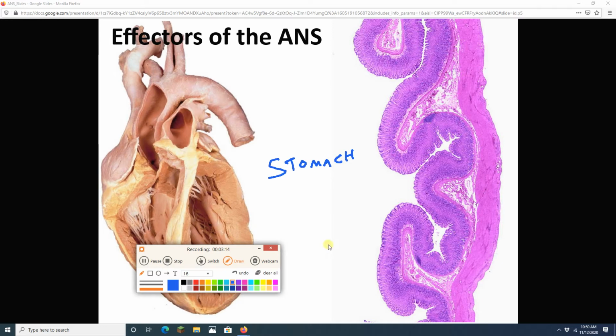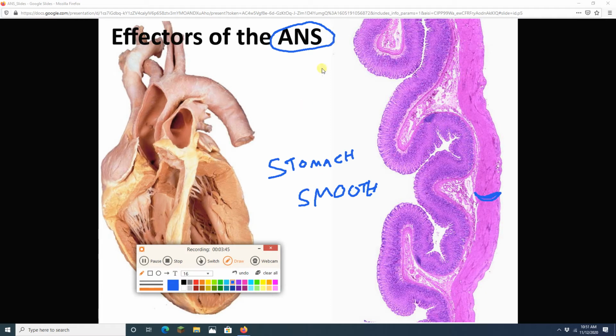So we're looking at a slide of the stomach here, and this is the stomach wall. Now, inside the stomach wall, there is going to be a layer of muscle. We see that layer of muscle right here. That layer of muscle in the stomach wall is smooth muscle. So you don't control smooth muscle. It is also involuntary. It is under the control of your autonomic nervous system.